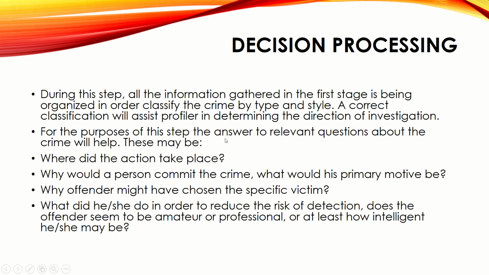So for the purpose of this step, the answers to the relevant questions about the crime will help. These may be things like, where did the action take place? Why would a person commit a crime? What would be his primary motive? Why the offender may have chosen the specific victim, and what did he or she do in order to reduce the risk of detection? Does the offender seem to be an amateur or a professional, or at least how intelligent may he or she actually be?